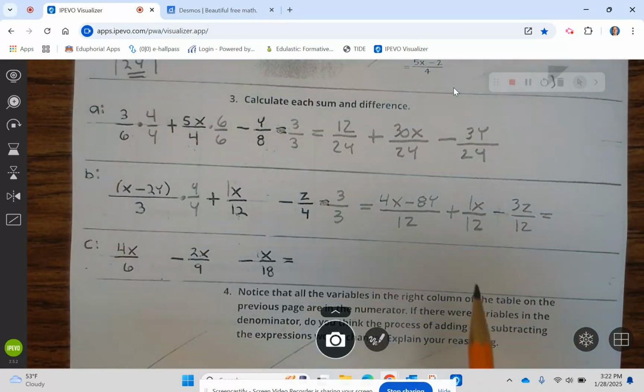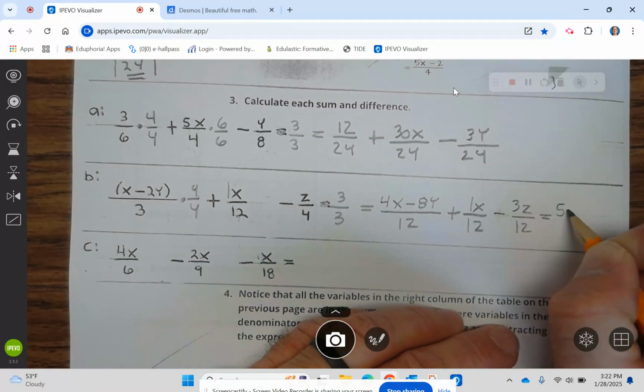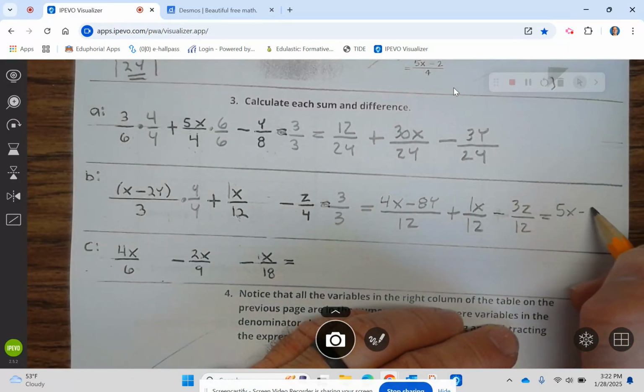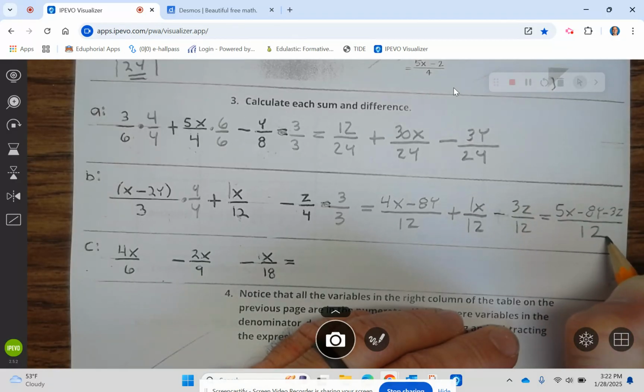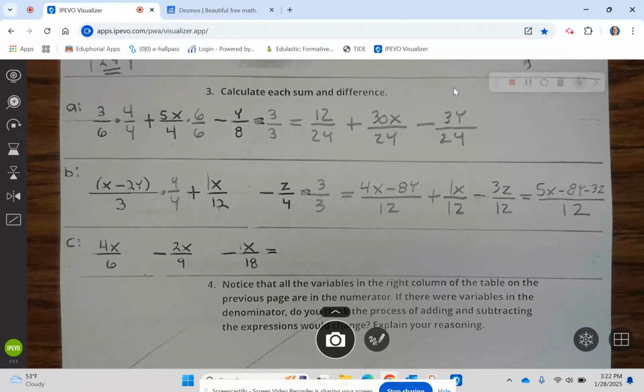Now here we can combine terms, so we can combine the 4x and the 1x becomes 5x minus 8y minus 3z all divided by 12. All right, go ahead and finish up B. And let's take a look at C.